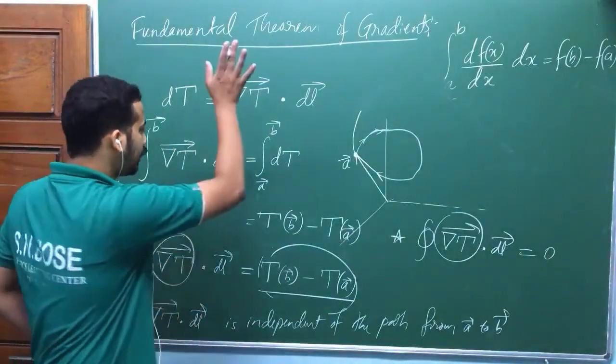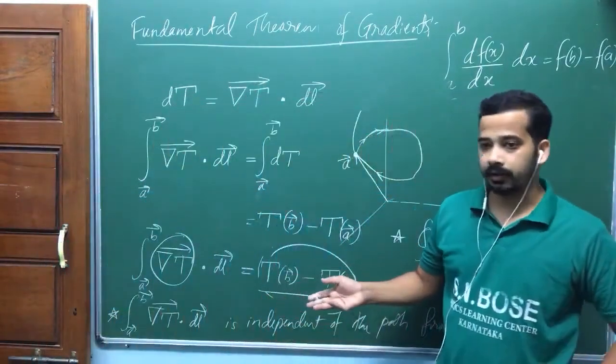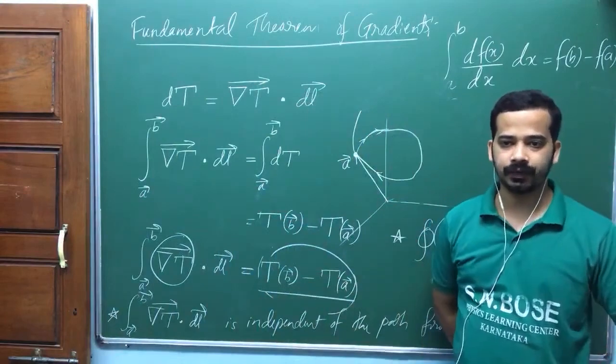Now look at here, whatever I did, I have taken an arbitrary scalar field. But once you take a gradient, that becomes a special class of vector field.